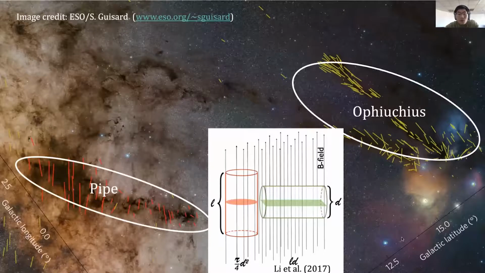So let's go back to the former figure. Pipe is a case of the green model, and Ophiuchus is a case of the red model. And that explains why Ophiuchus is so starry and Pipe is so dim, as they are adjacent clouds in the sky.